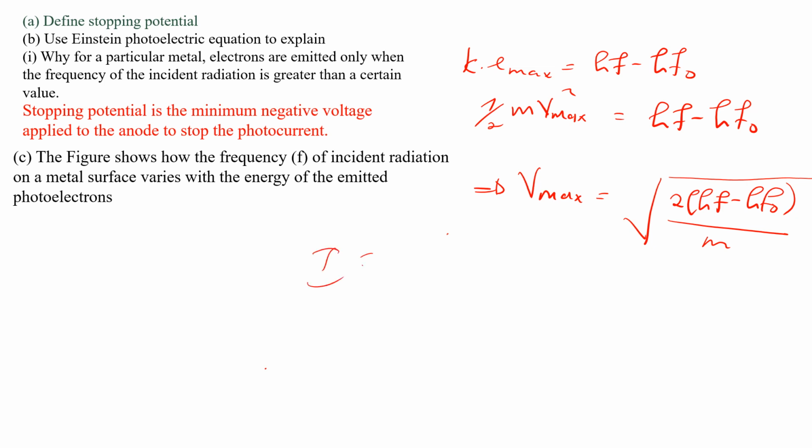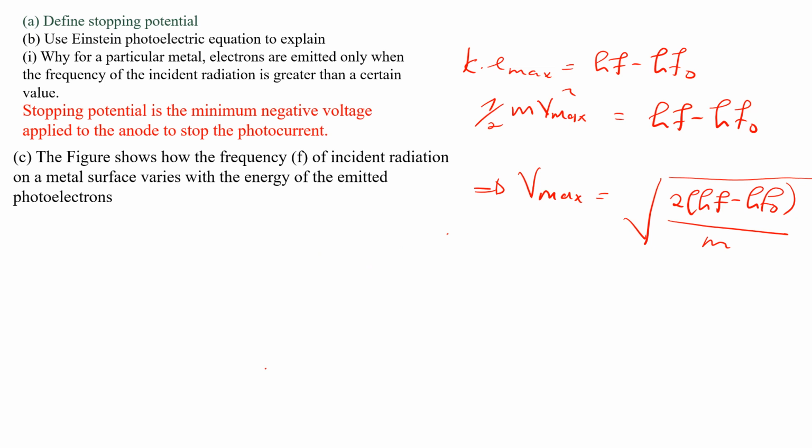And the intensity I is the power radiated per unit area. And so the maximum speed clearly does not depend on the intensity, but rather depends on the frequency. So that's how we can explain that particular concept using Einstein's photoelectric equation.